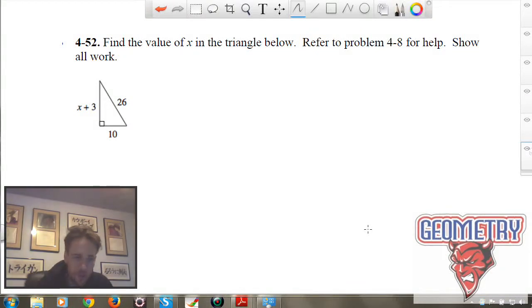Okay, this is regular geometry unit 5. This is homework problem 4-52. Find the value of x in the triangle below. We have a right triangle, so we can use the Pythagorean theorem.